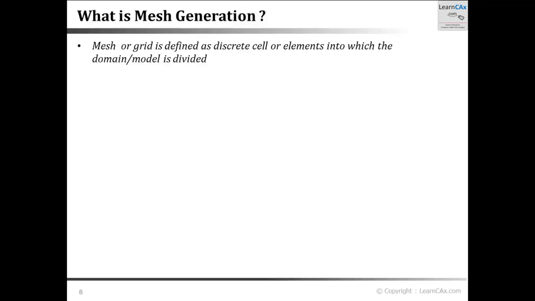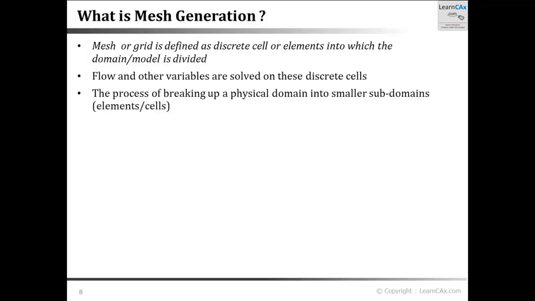Mesh or grid is actually defined as discrete cells or elements or discrete parts into which the entire CFD domain, the CAD model, is divided. All the flow variables and any other variables are solved at the centers of these discrete cells. This entire process of breaking up our physical or CAD model into small discrete cells or small parts or subdomains is called mesh generation.